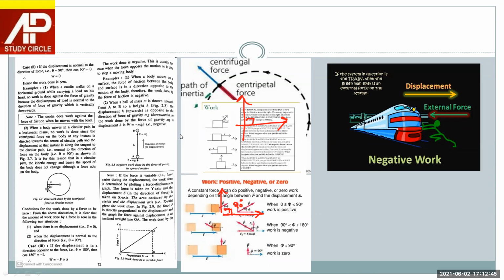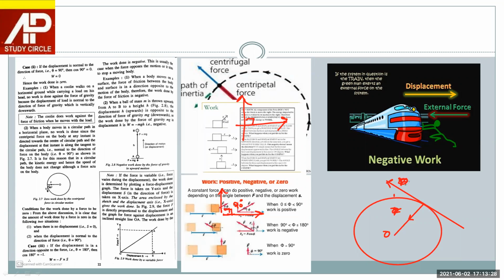When we say that a body is not doing any work, although it is rotating in a circular path. So the body is rotating in a circular path, but no work is done. Why? When a body rotates in a circular path, there is always a centripetal force acting towards the center of the circular path. This we have read before. So this is the force which keeps the body in motion.